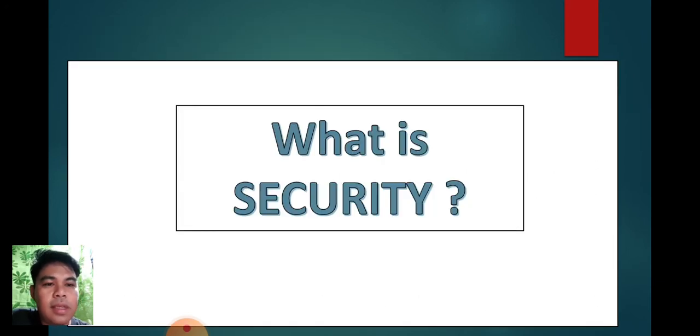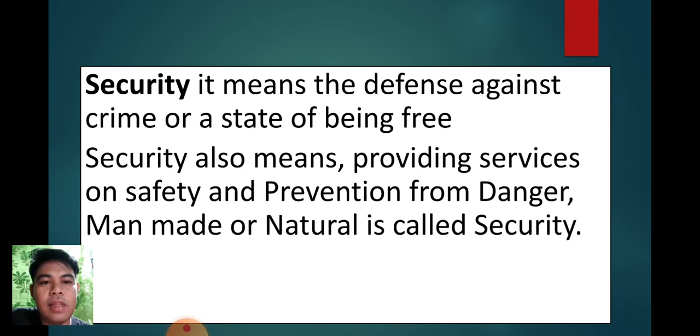So what is security? For me, it is a state of being secured, a state of being free from harm, free from any psychological threat, by nature or by unnatural causes. So that is security, class. By definition, it is defined as the defense against crime or a state of being free. Security also means providing services for safety and prevention from danger, man-made or natural. So it is not only man-made; it can also be natural that we call security.